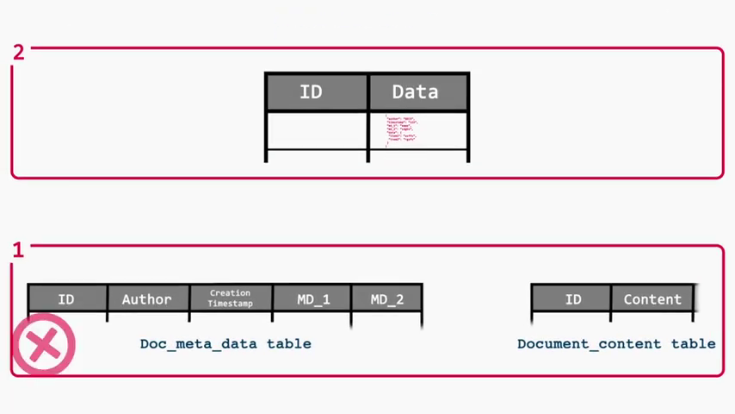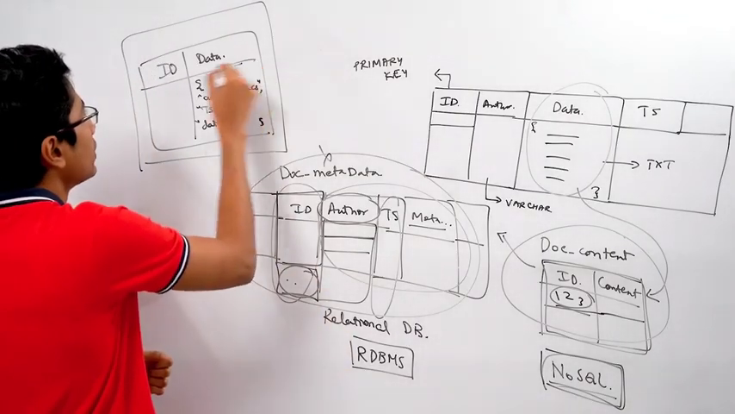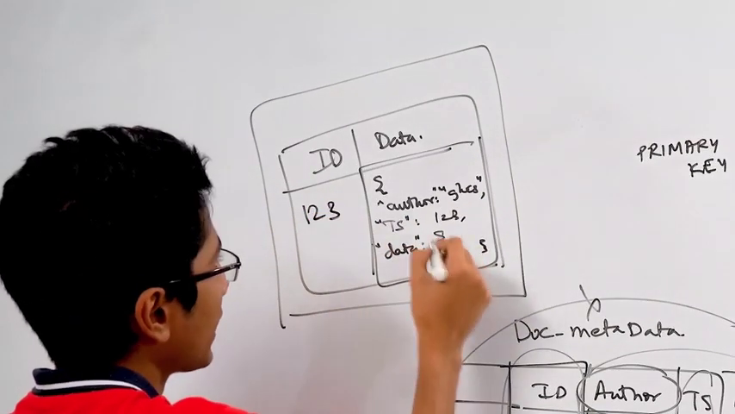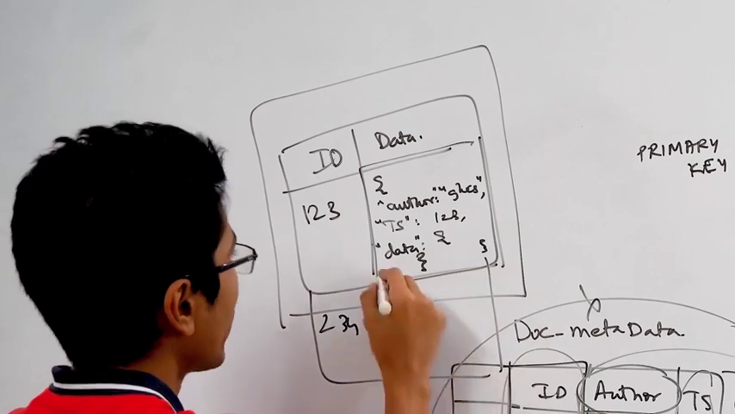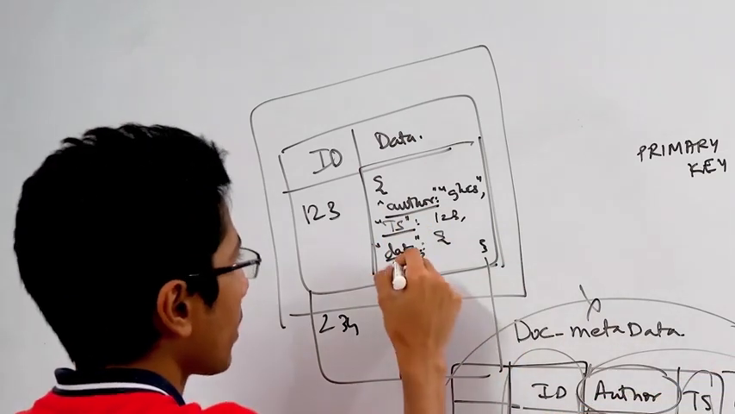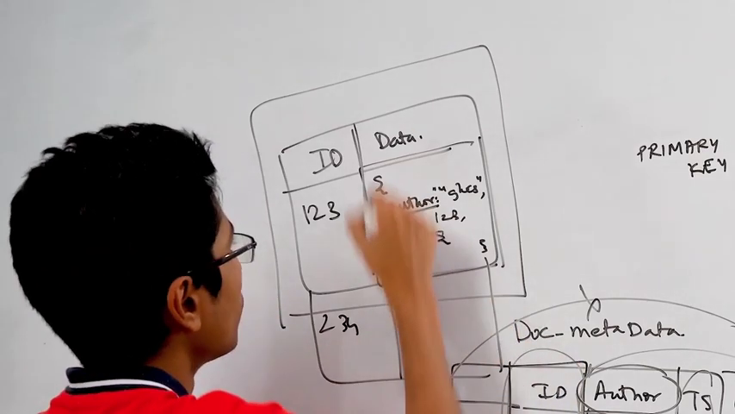So we are not going to be taking this approach. We are instead going to be taking this approach, that all the data is dumped into the data column for a corresponding ID. If there is ID 123, it has this stuff. If there's ID 234, then a new entry is made with the author, timestamp, and all other metadata plus the contents of the file being stored in this column of data.